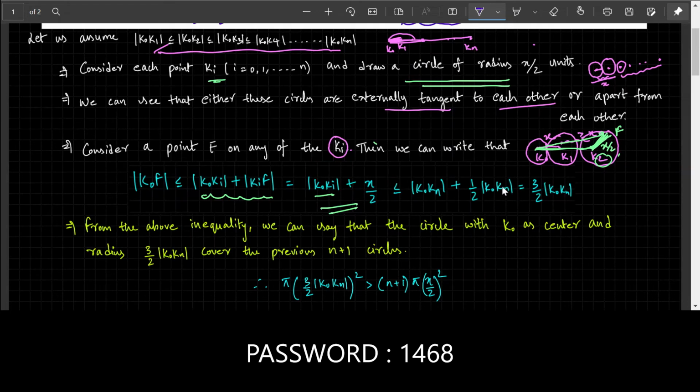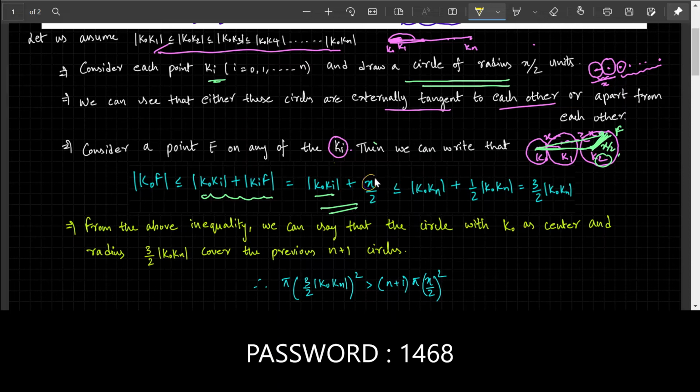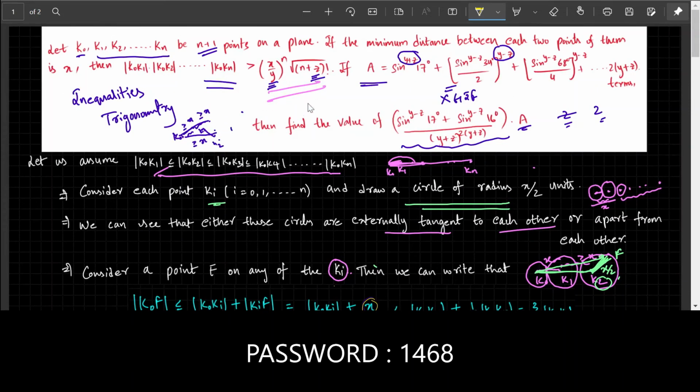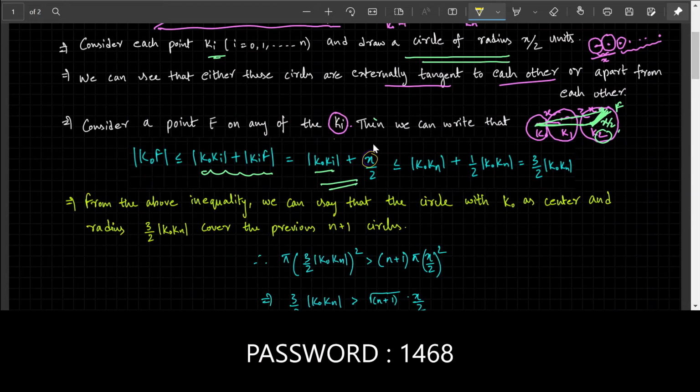The reason behind writing k naught kn is, here the value is x. So here we are actually trying to maximize each and every value. So the x is nothing but the minimum distance that needs to be there. Like if the minimum distance between each 2 points of them is x, that means x is the minimum distance between 2 points.